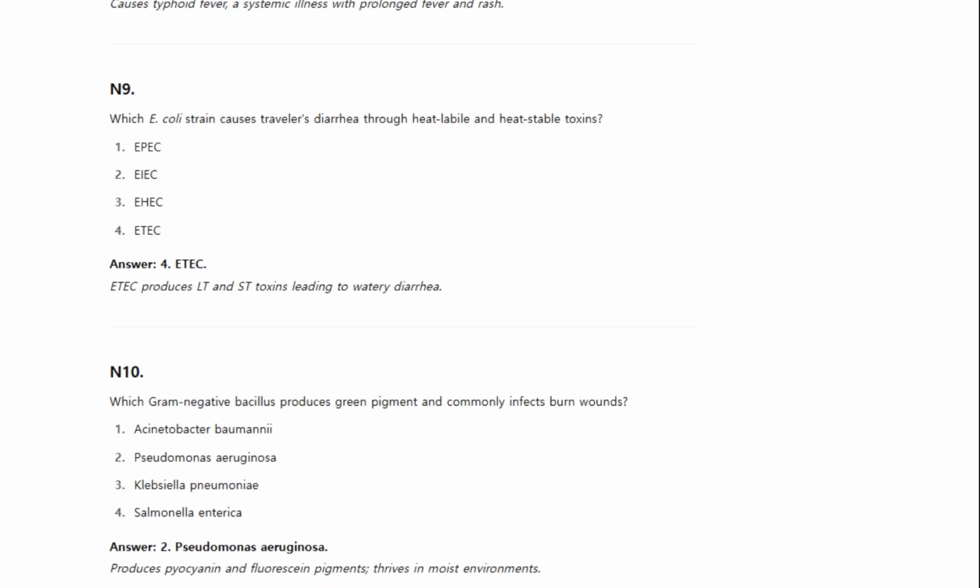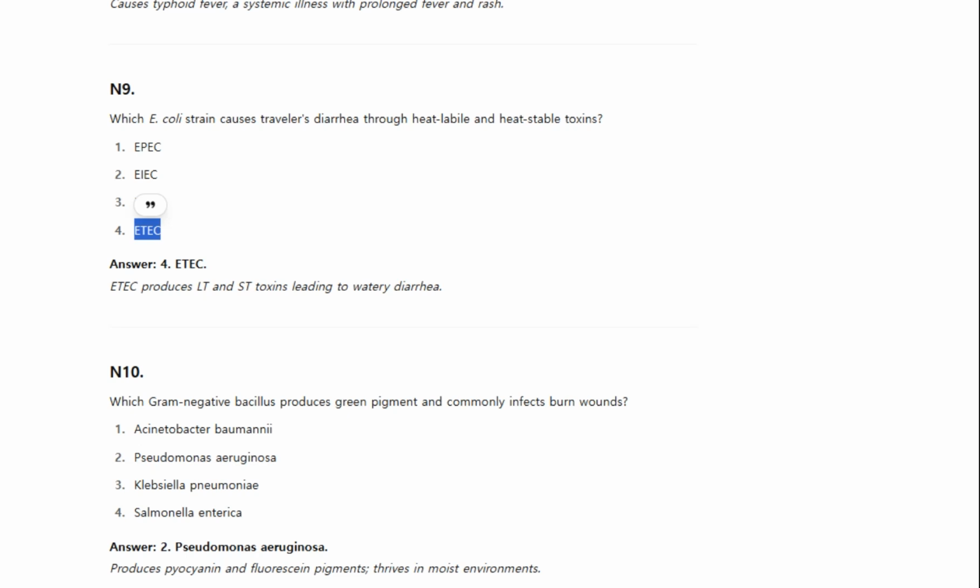N9. Which E. coli strain causes traveler's diarrhea through heat-labile and heat-stable toxins? 1. EPEC. 2. EIEC. 3. EHEC. 4. ETEC. Answer: 4. ETEC. ETEC produces LT and ST toxins leading to watery diarrhea.